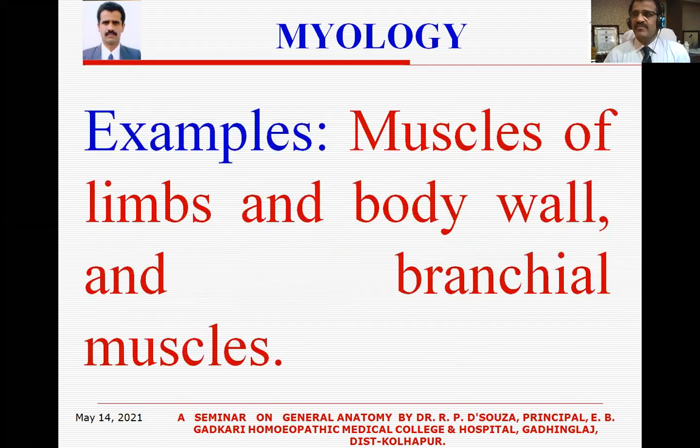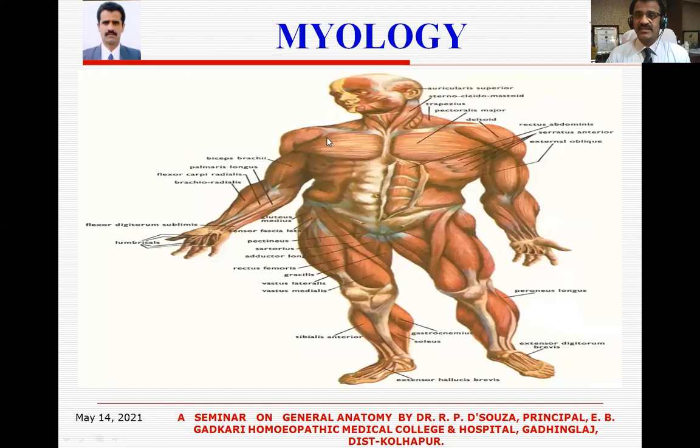For example, we give muscles of limbs, muscles of body wall, and branchial muscles as examples of skeletal muscle. Muscles of limbs means upper limb, lower limb. Body wall means thorax, abdomen, front side, back side, lateral side, whatsoever. And branchial muscles means muscles present around the face and neck. I told you during the study of embryology, branchial arches. Here you can see in this figure, lots of skeletal muscles are shown. You should be able to name every muscle when you finish the study of regional anatomy later on. For the purpose of understanding regional anatomy, you should know the general anatomy of myology first.